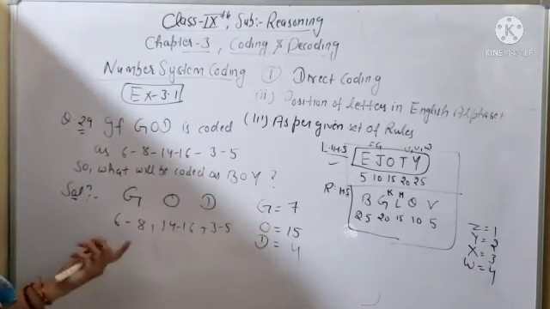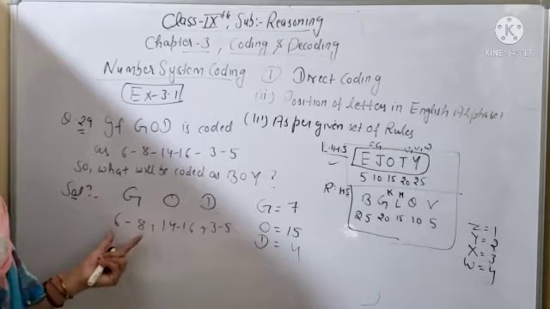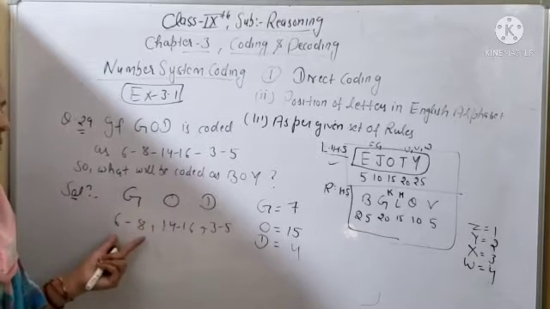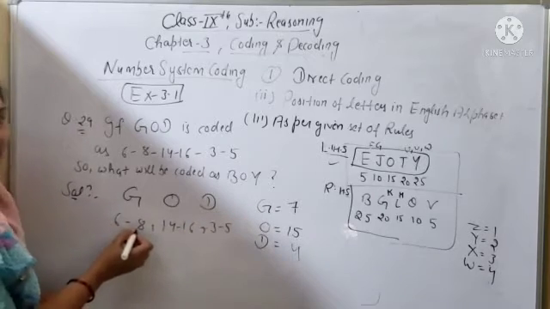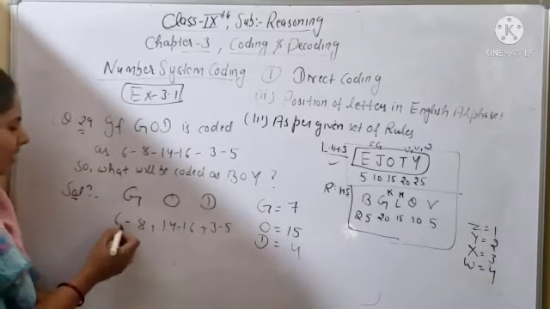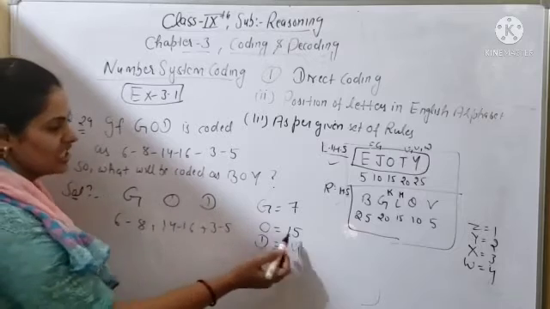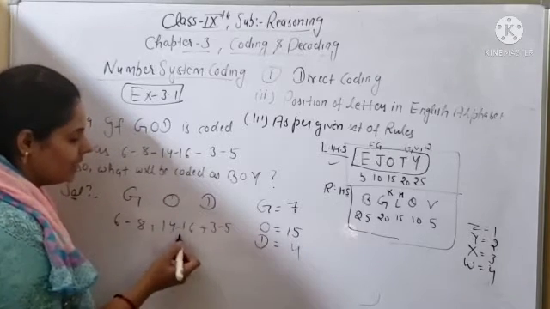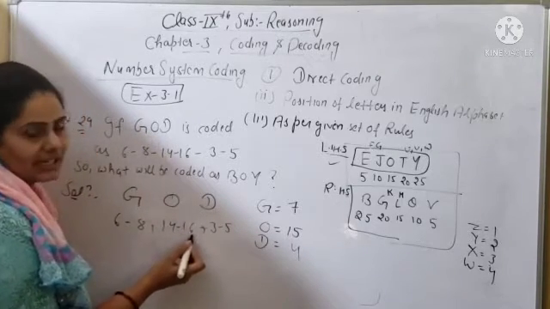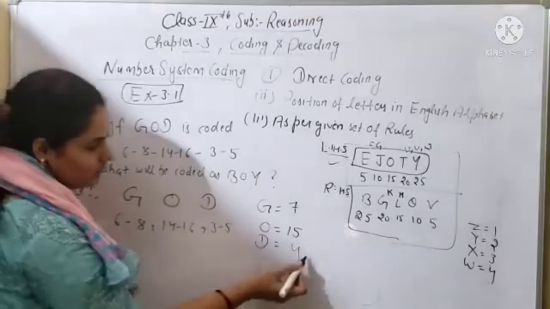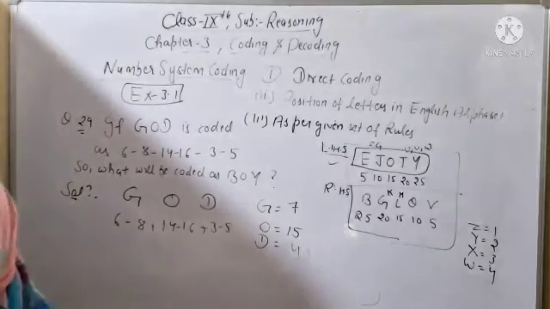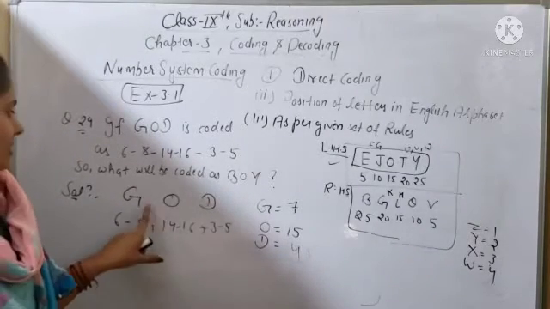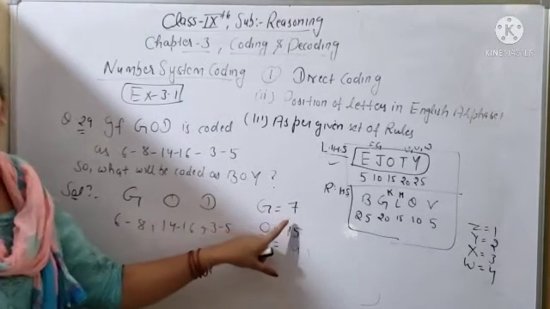Now you can check the relation with 6 and 8. G is written as 6 to 8, so 7 will come between 6 and 8. The number 7 will come between 6 and 8. O position is 15, so 15 will come between 14 and 16. And D is the 4th position, so 4 will come between 3 and 5. Clear?